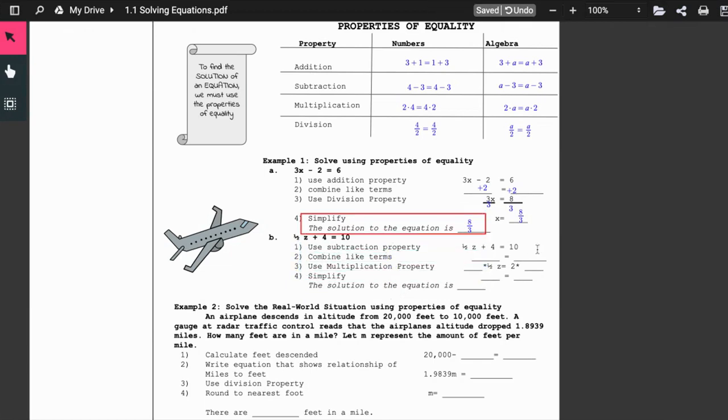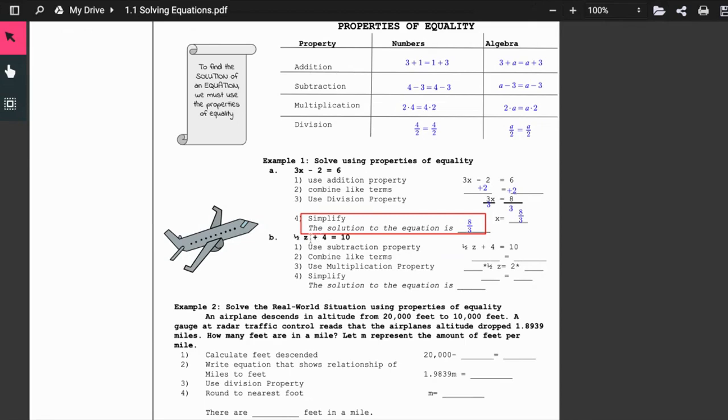Did it. Yay me. So next one, we have 1/2 z plus 4 equals 10. And usually when you see fractions, you guys start freaking out. Don't be afraid. We're doing the exact same thing. It's just instead of using the division property, we're going to use the multiplication property. So we're going to start by using subtraction.